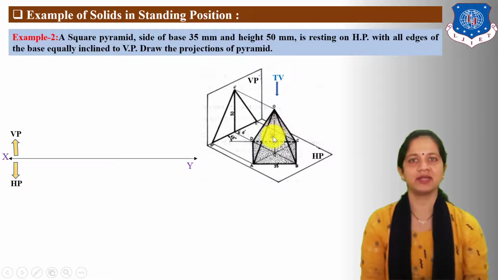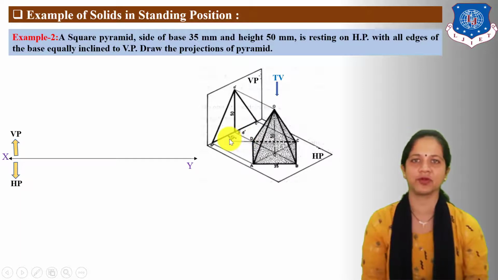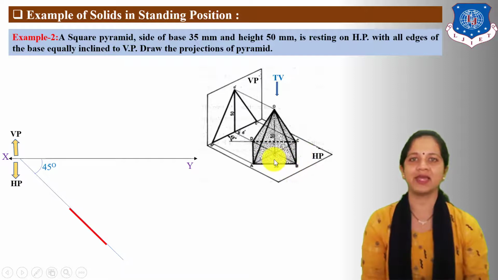As per the given resting condition, all edges of the base are equally inclined with VP or XY, and the inclination is 45 degrees. So first draw a 45 degree angle line. On the 45 degree angle line, keep one edge of the square pyramid. The size is 25 mm. Mark here points A and B.